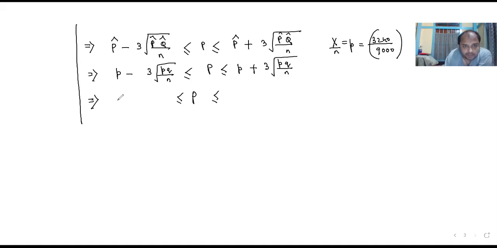Yeah, someone is writing, Anjali Agarwal, she has got 0.345 as the lower limit and 0.375 as the upper limit. And that is your answer.